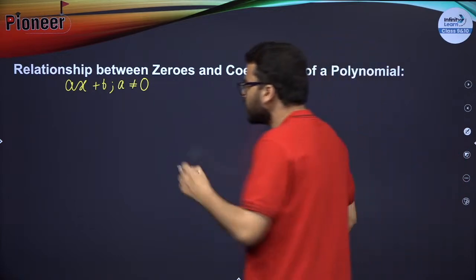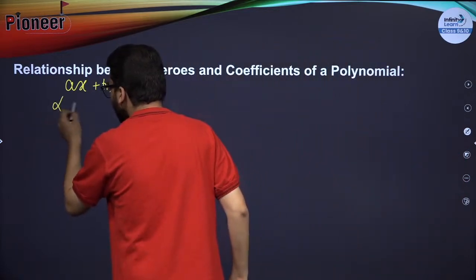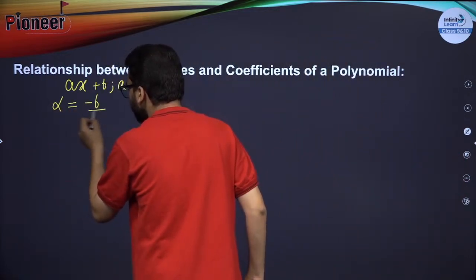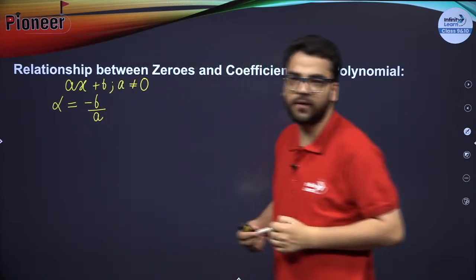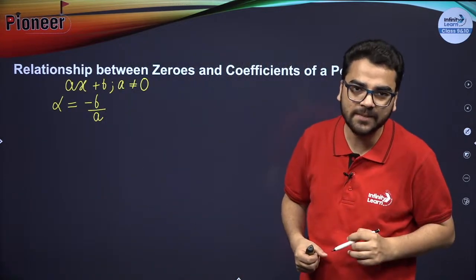Okay, so you know that if it's a linear polynomial, it will have only one zero and that will be equal to minus b by a, correct? One zero of a linear polynomial will be equal to minus b by a.